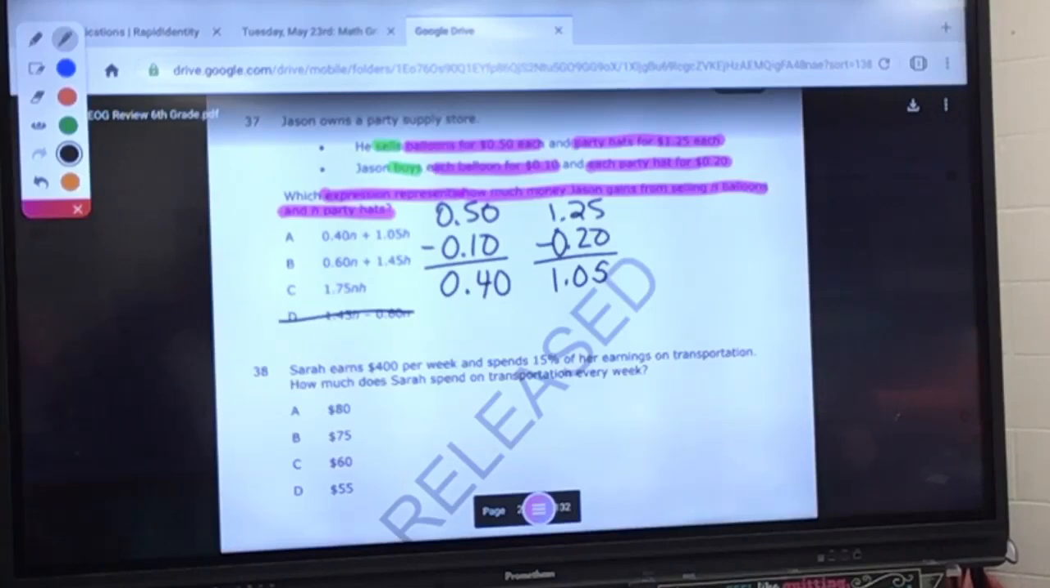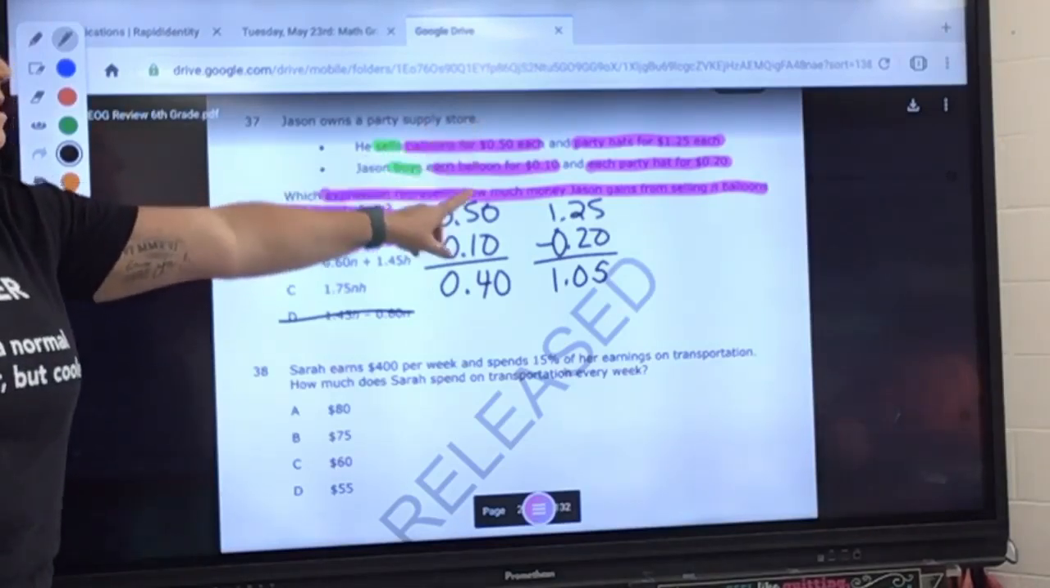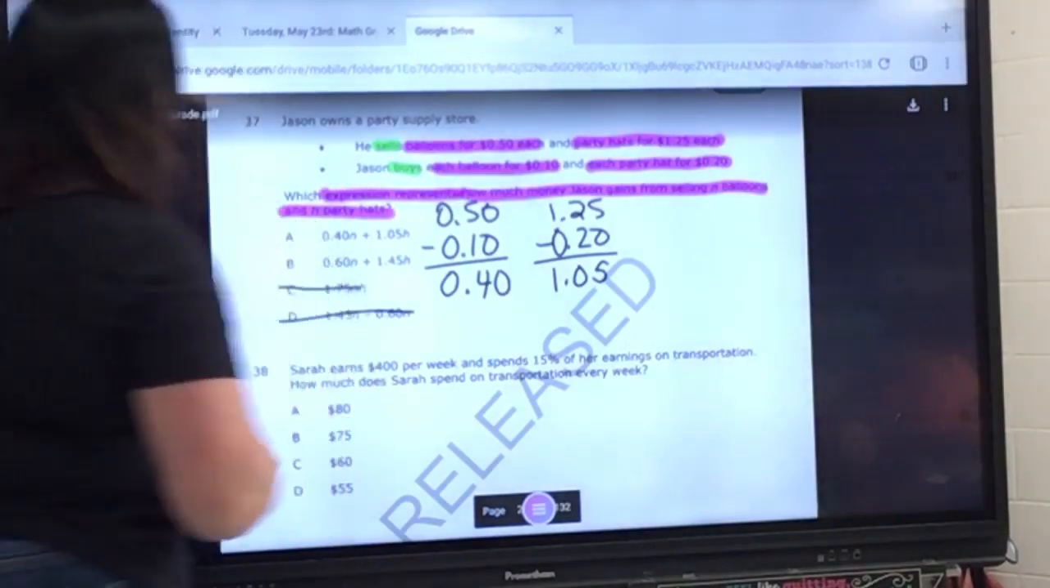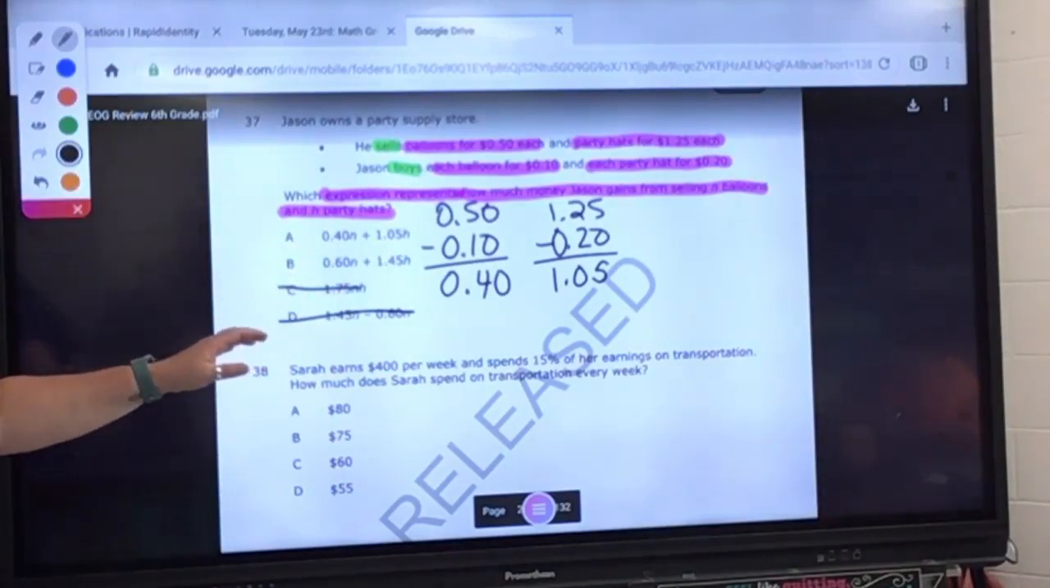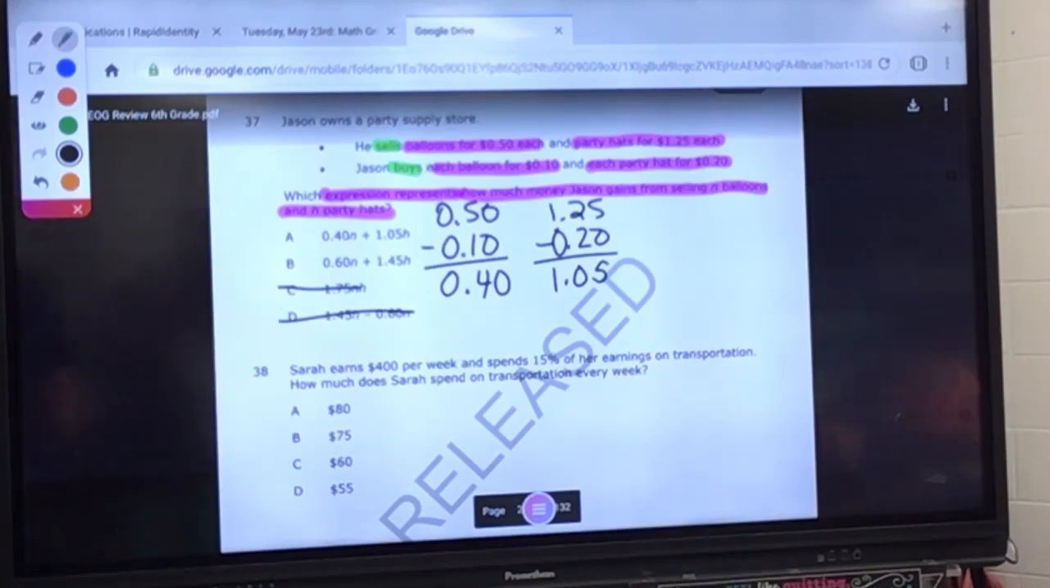If Yasmin said that the 40 cents and the $1.05 are two different things, we can't add them together, right? Mm-hmm. And they added the 50 cents and the $1.25 together, so that one is gone. All right, so again, looking at our numbers that we have left, which one can we get rid of?